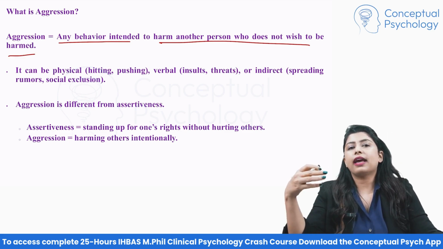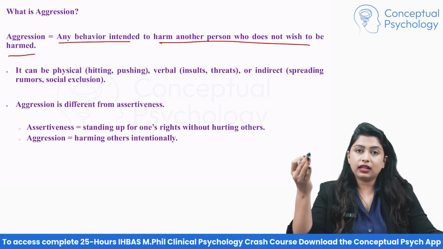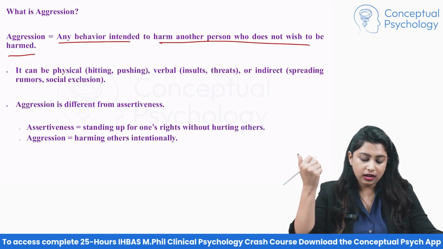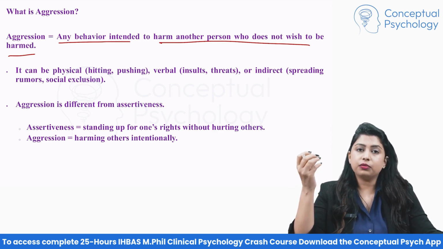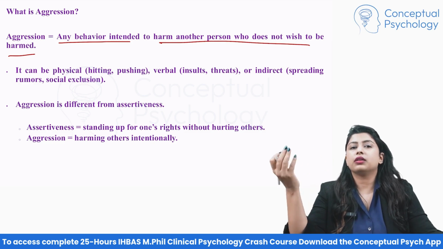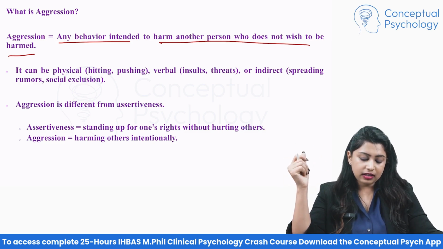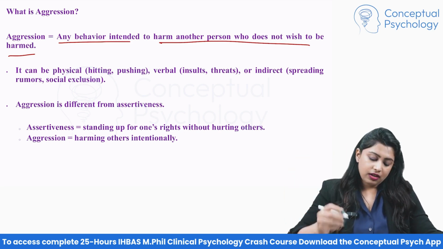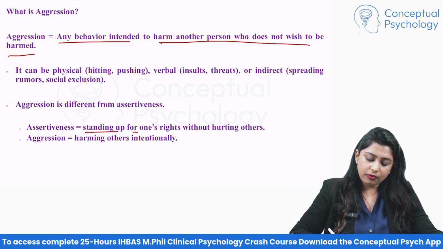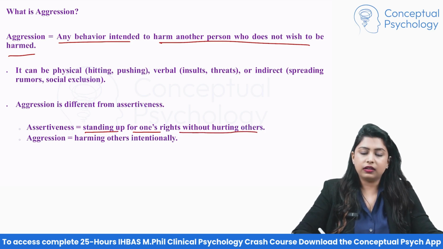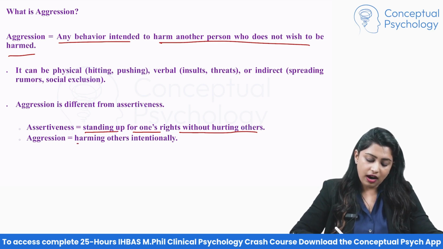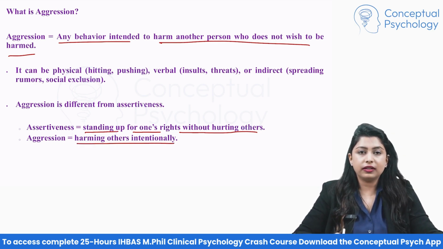Now, aggression can be physical, which is hitting, pushing. It could be verbal through insults and threats. It could be indirect, such as spreading rumors or maybe socially excluding somebody. And aggression is different from assertiveness. Assertiveness is standing up for one's rights without hurting others, whereas aggression is harming others intentionally.